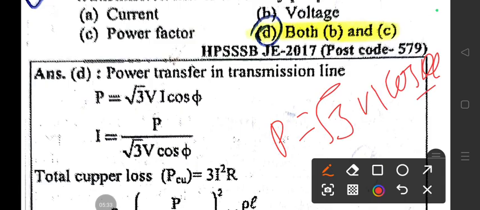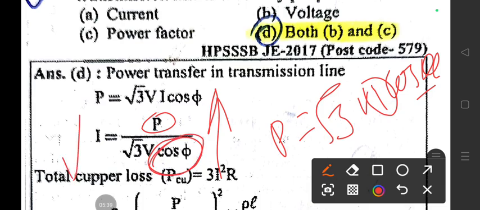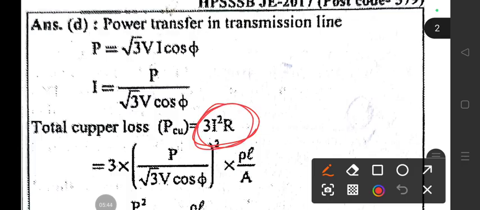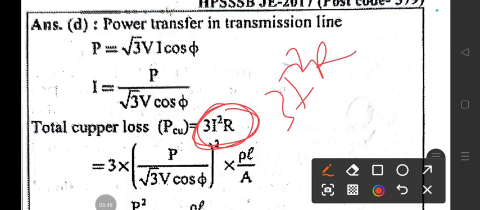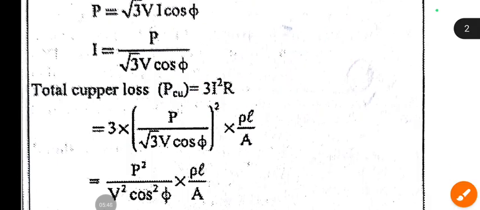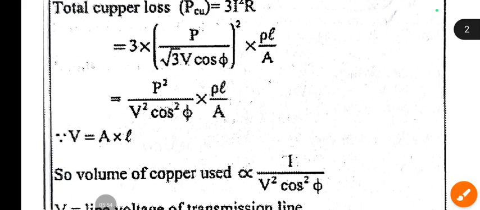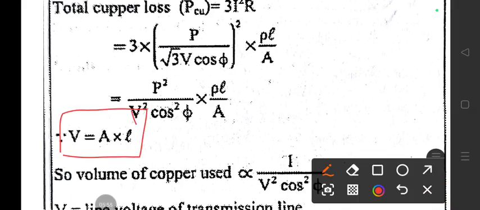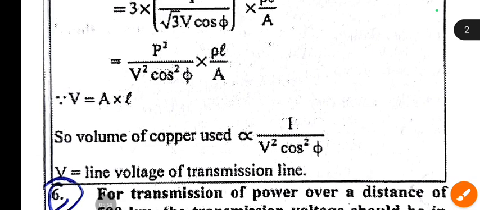If I want to find the current I, then I = P by root 3 V cos phi. If cos phi, the power factor, increases, then the current will decrease. And total copper losses in a 3-phase circuit are 3I square R, you know that. You have to put this value I equal to P by root 3 V cos phi. Then V is equal to A multiplied by L. This is the volume of copper used, inversely proportional to V square cos square phi.